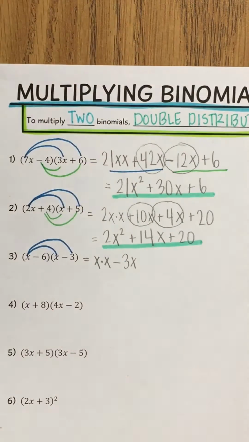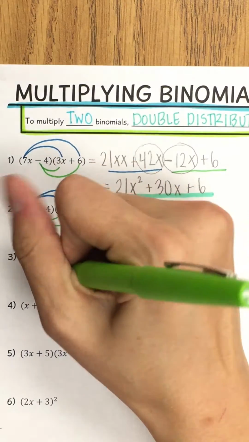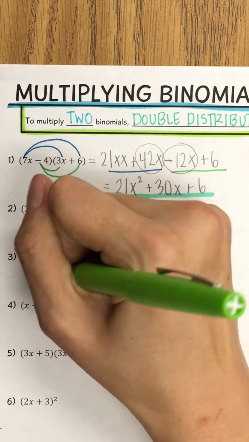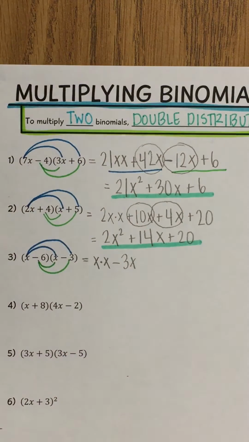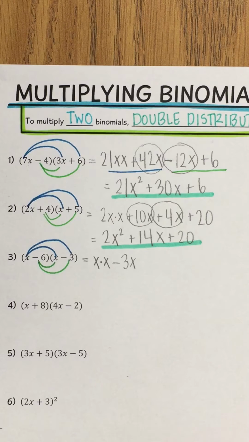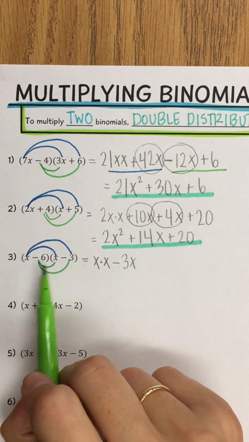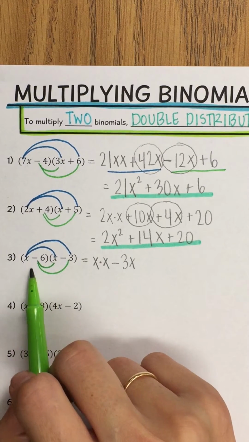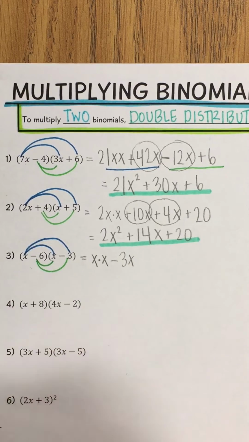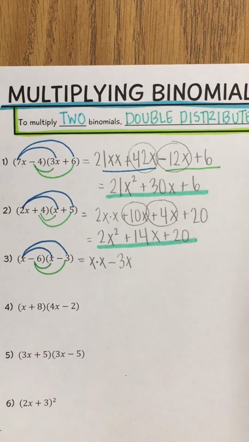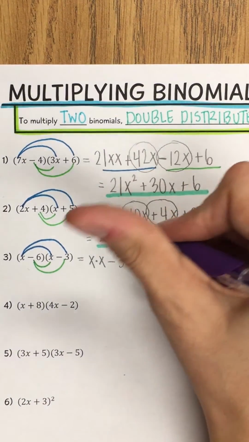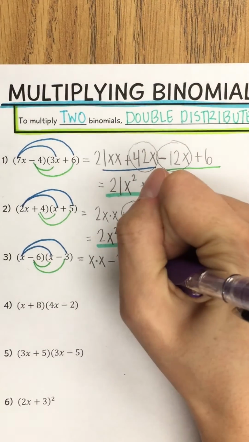Now I do my underneath arrows, so I'm going to do a negative 6 times x and a negative 6 times negative 3. Make sure that you guys are including those negatives with the numbers that they are in front of. So this next set is going to be negative 6x.